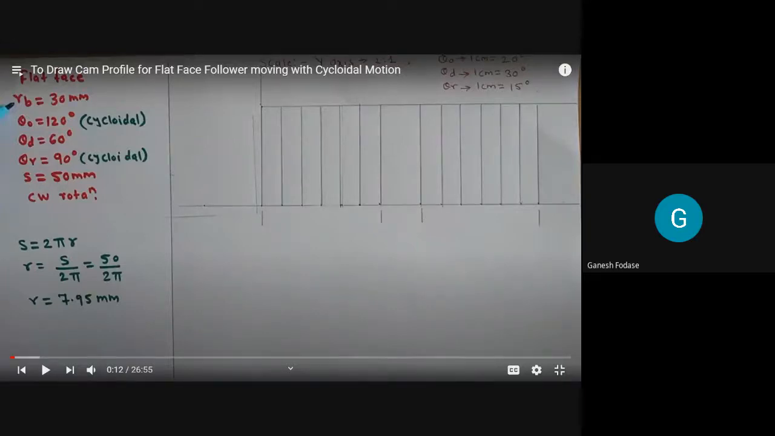I try to cover two parts. The first part: how to draw the displacement diagram when the follower motion is cycloidal motion. At the same time, how to draw a cam profile when the follower is a flat face follower. So the basic aim for this lecture is that you must be able to understand how to draw the follower displacement diagram when the motion of the follower is cycloidal motion, and how to draw the cam profile when the follower is a flat face follower.